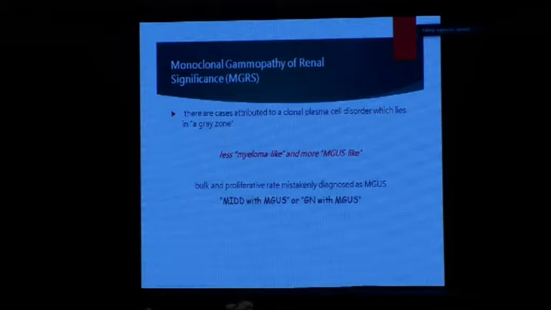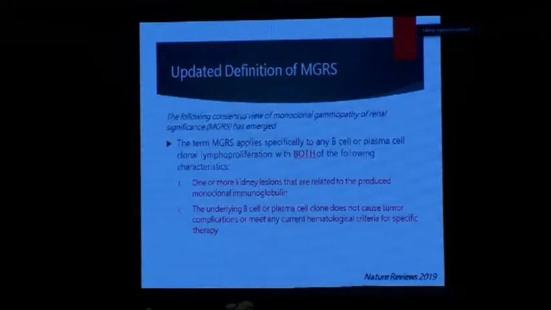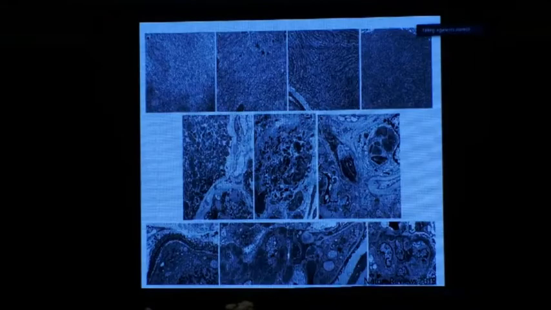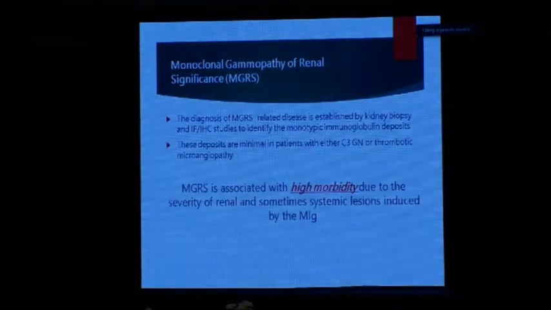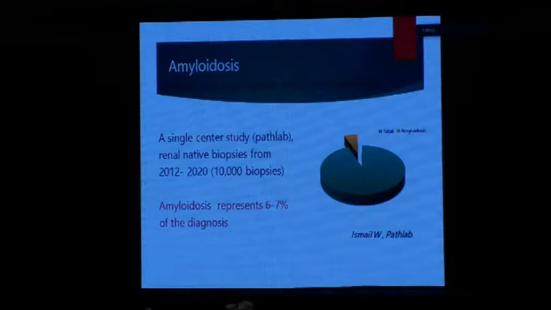Okay, I'll skip the MGRS for the sake of time, and I'll just come to our studies. This is our single center study. This comes from our pathology lab, and this is a renal native biopsies study from 2012 to 2020. This is almost 10,000 biopsies, and the diagnosis of amyloid represents 6 to 7% of these diagnoses. This is not a rare disease.